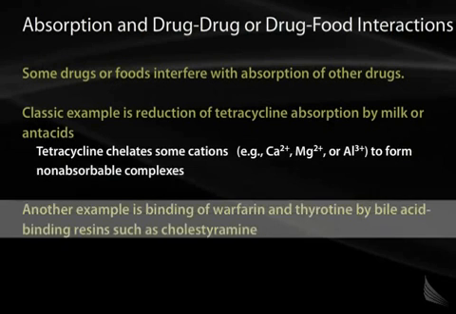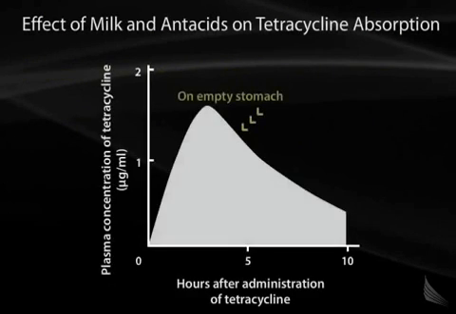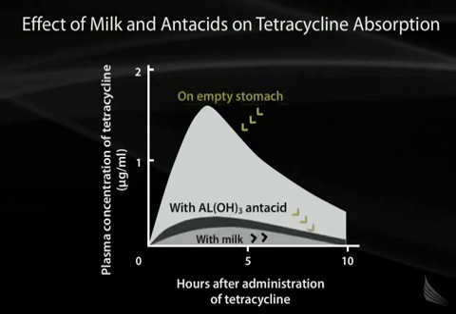Another example is patients that are taking warfarin should not use bile acid binding resins such as cholestyramine. This medication can decrease the absorption of warfarin. As we stated before, the plasma concentration of tetracycline after administration by mouth is normally right here at the top. However, when patients are drinking milk or antacids along with the tetracycline, the concentration can be severely diminished, and this can lead to the medication not working properly.